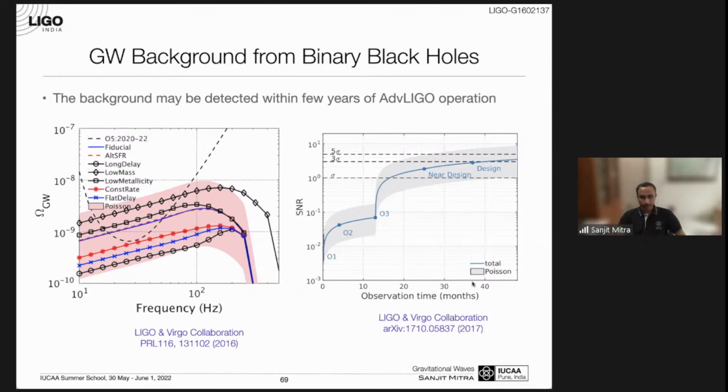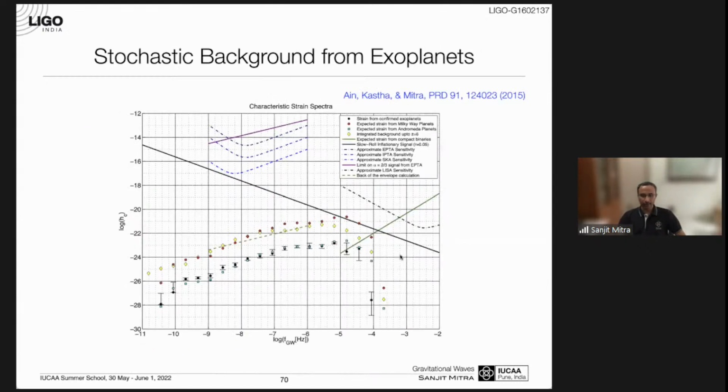So this kind of background can be created by different objects. For example, we predicted how large this background would be if created by extrasolar planets. There are many exoplanets in our galaxy. Initially, it was not known, but a few years back, we realized that there are probably 1.4 exoplanets per star in the galaxy, and the galaxy has like 11 stars. There's a large number of them.